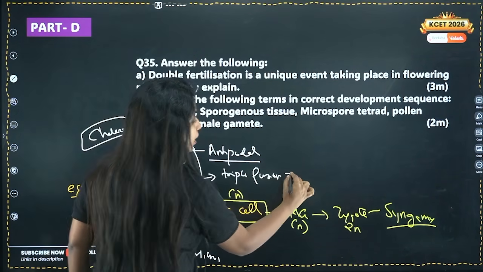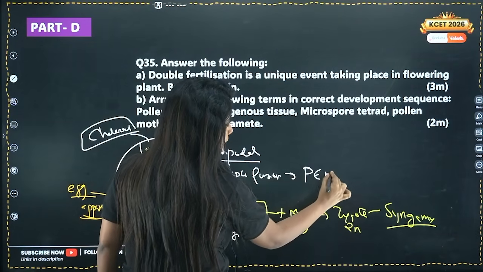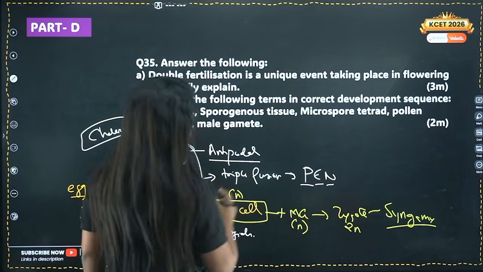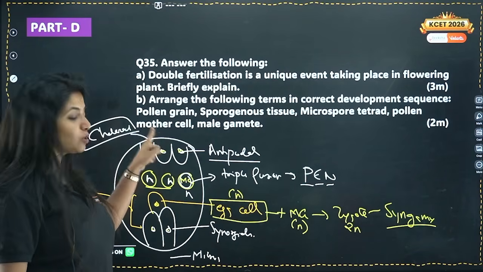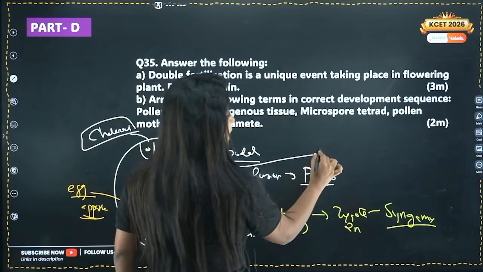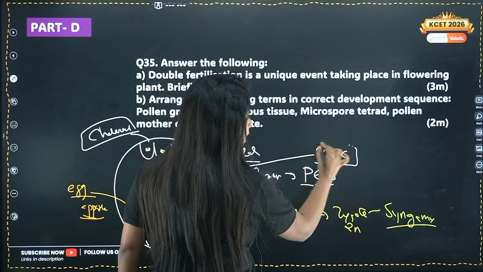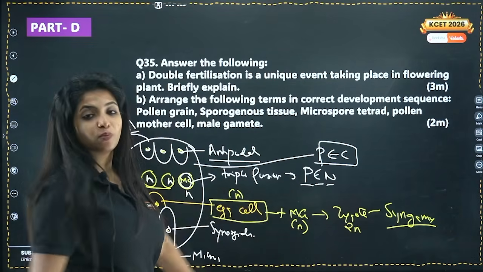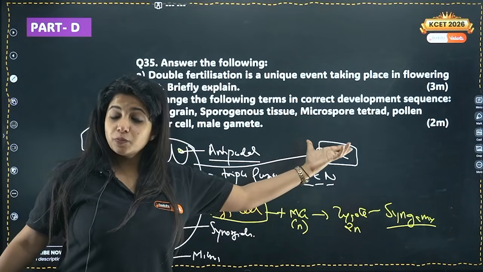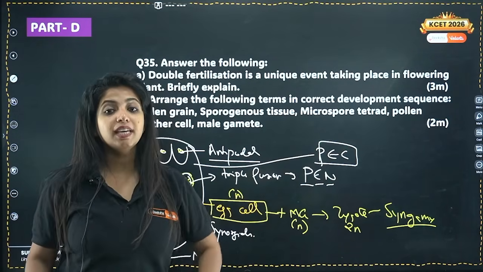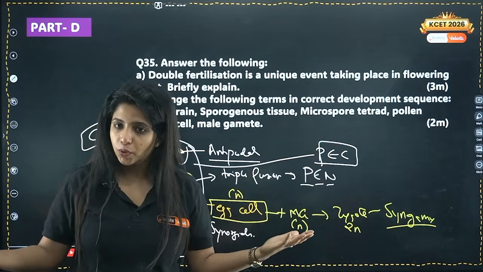But what do you get? You get PEN, primary endosperm nucleus. This is known as the primary endosperm nucleus, and the cell which is going to be formed, we'll call the primary endosperm cell. Fertilization happens 2 times: one is syngamy and the other is triple fusion. The primary endosperm cell later divides and forms the endosperm as a whole.